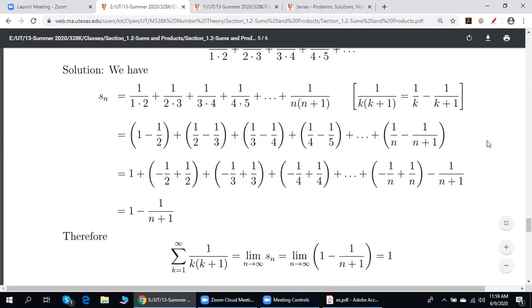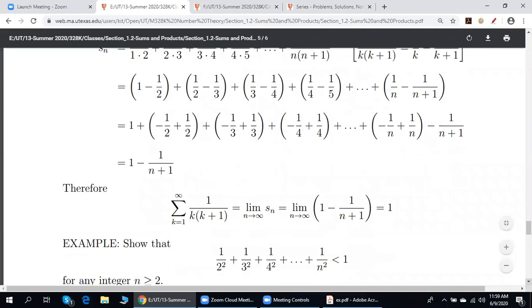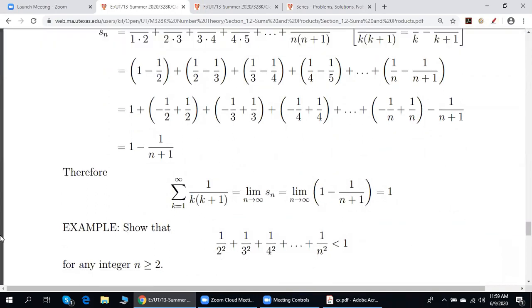Let me finish this section with the following exceptionally difficult problem. Prove that this sum is less than 1 for any integer n greater or equal to 2. Folks, any ideas here? I would try to solve it using mathematical induction.